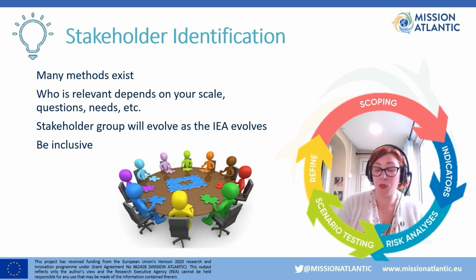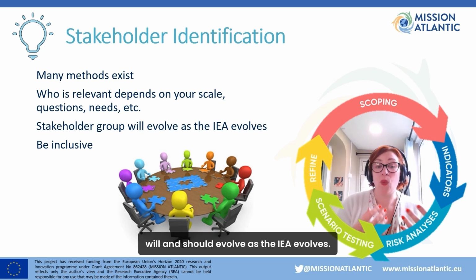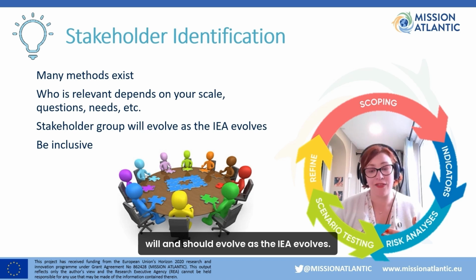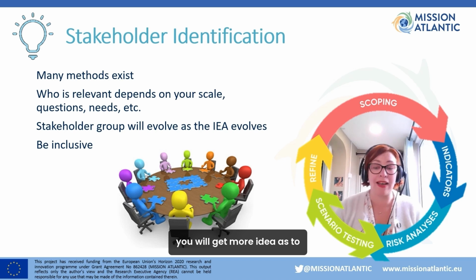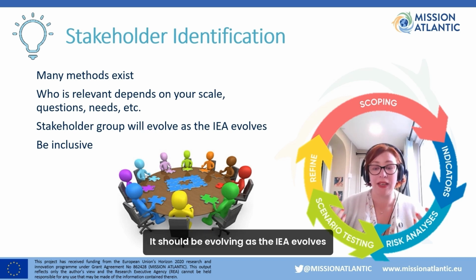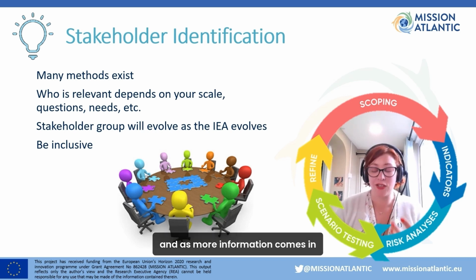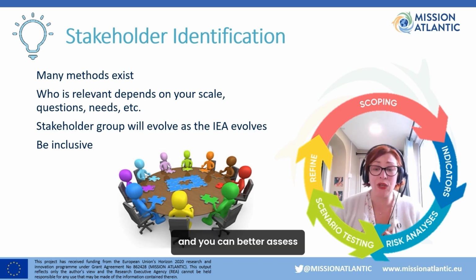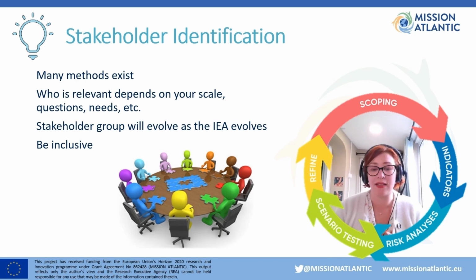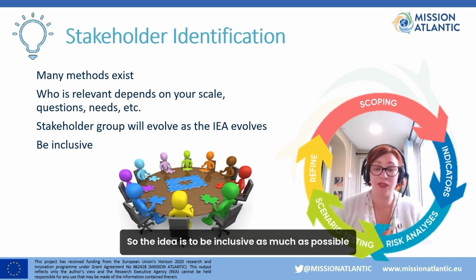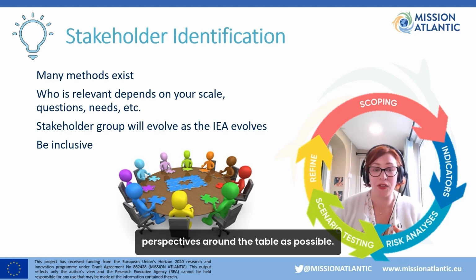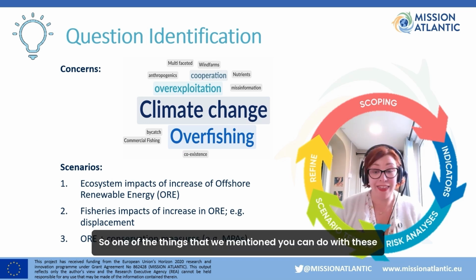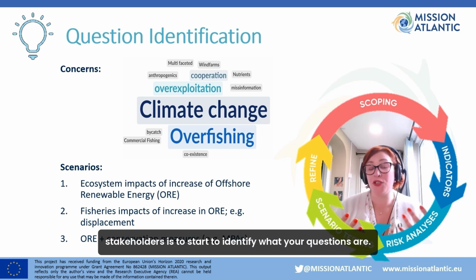The stakeholder group that you establish at the beginning will and should evolve as the IEA evolves. As you get more information, as you include more stakeholders, you will get more idea as to who should be involved in the process. So it shouldn't be a fixed thing, it should be evolving as more information comes in, and you can better assess who should be involved. The idea is to be inclusive as much as possible and get as many diverse perspectives around the table as possible.